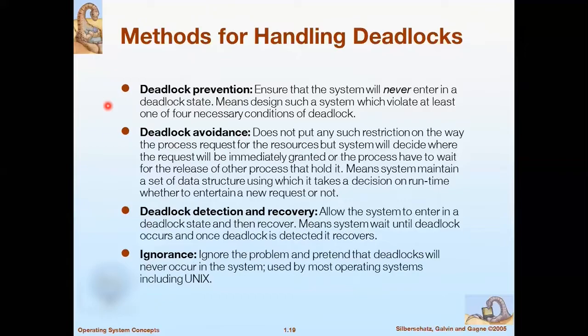So the first one is deadlock prevention. Prevention gives you a guarantee that no problems will occur in the system. Or we can say we use a protocol to prevent deadlocks, ensuring that the system will never enter a deadlock state. It means designing a system which violates at least one of the 4 necessary conditions of deadlock.